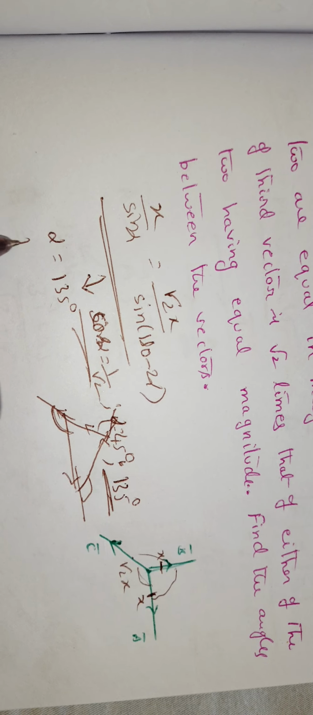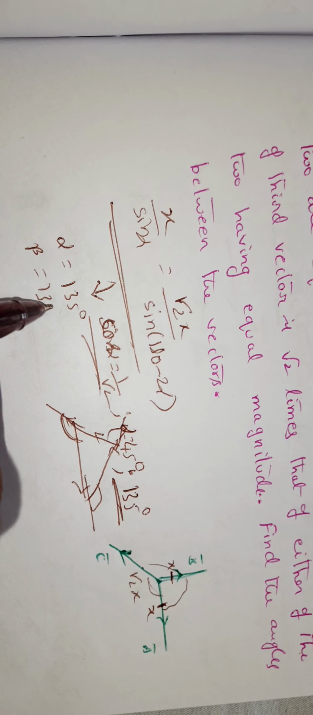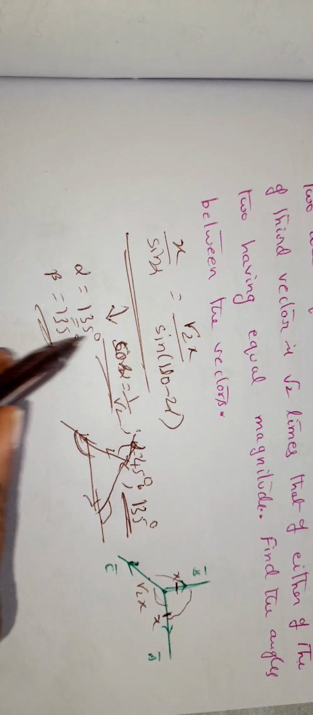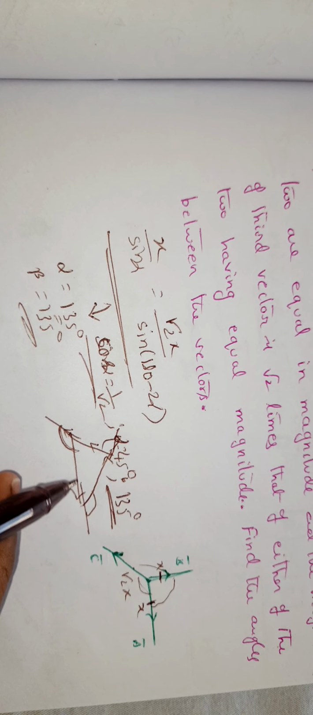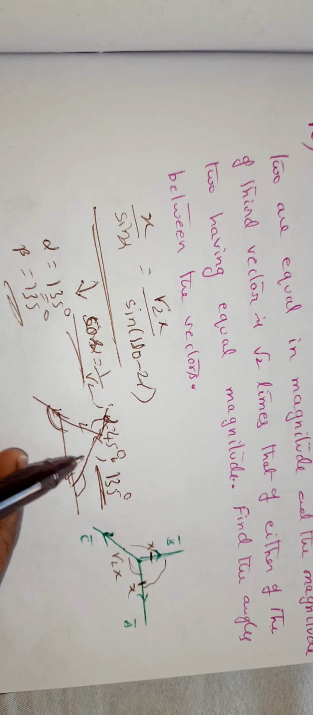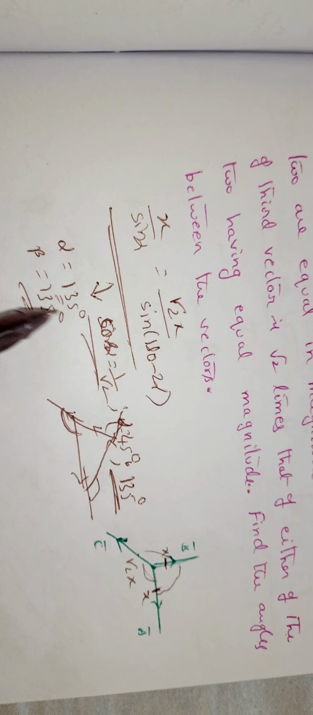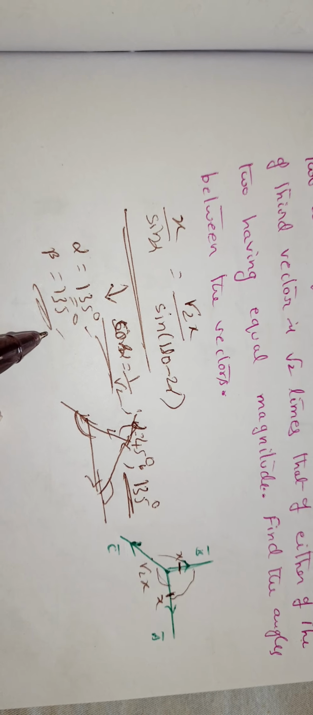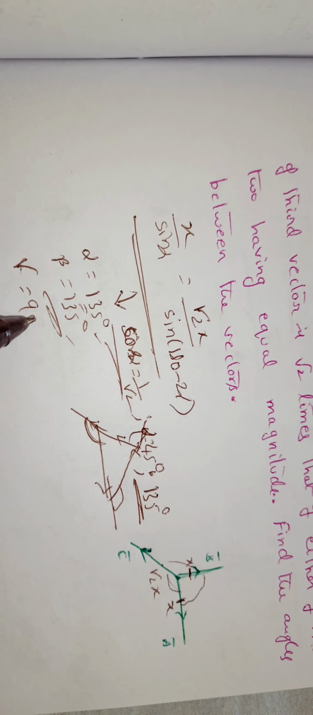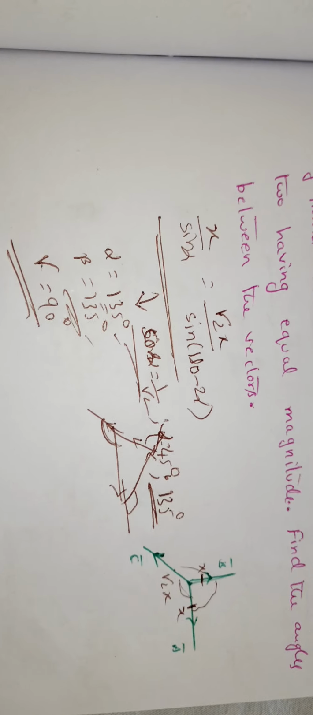The other one, beta, will also be equal to 135 degrees. Very clear, because both are of equal magnitude. They are opposite sides to the angles, and if the two sides are equal, automatically the two angles are also equal. 135, 135. So the other one is obviously 90 degrees. This is one way of doing it.